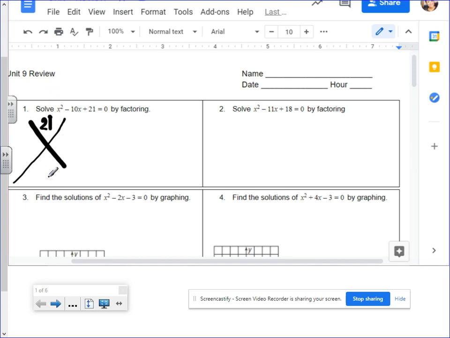Your top number is 21. Your bottom number is a negative 10. So we're looking for something that multiplies to give you positive 21, but adds to give you negative 10, which would be negative 3 and negative 7.